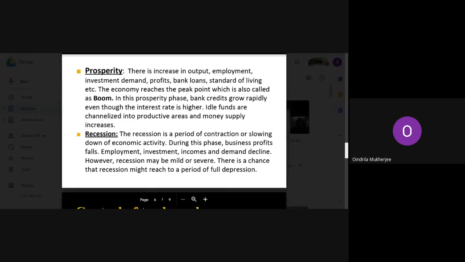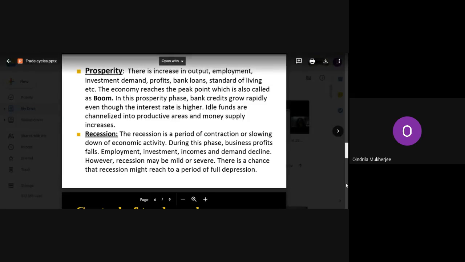Now, in this prosperity phase, what happens? The economy reaches the topmost position, so everything is going to increase. Okay, and the bank credits will rise very rapidly. Then the interest rate will be high, although, but still bank credits will rise. Then whatever idle funds are there in the economy will be channelized properly. Then there will be a rise in everything. There will be a rise in employment, okay, more job opportunities. Then there will be a rise in income. There will be a rise in national output, that is the productivity part. Then there will be a rise in investment.